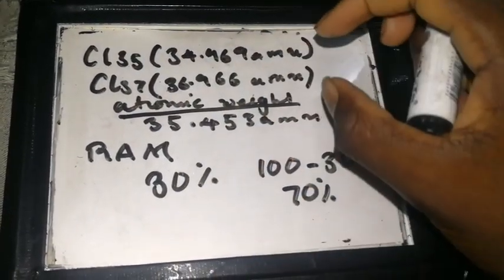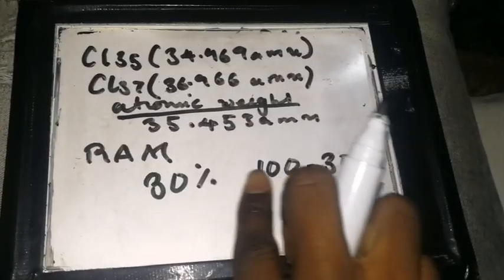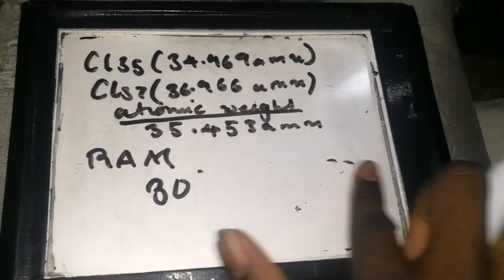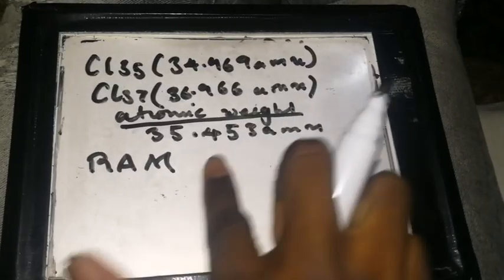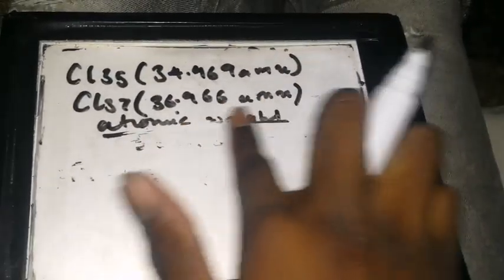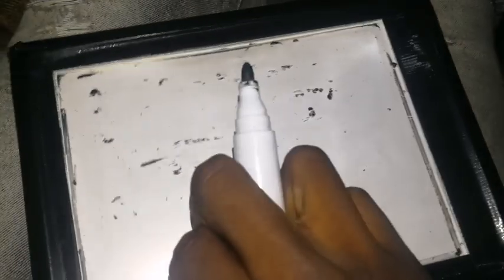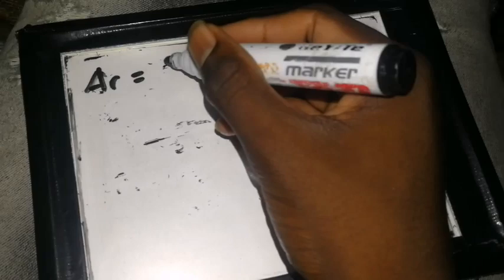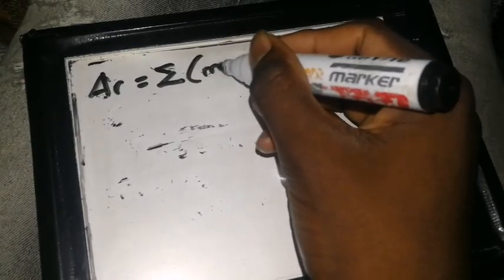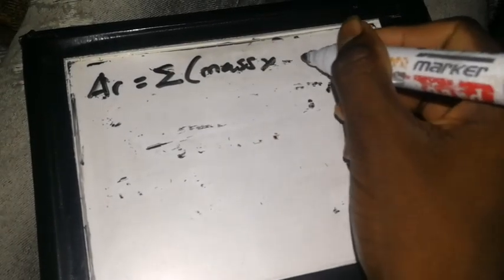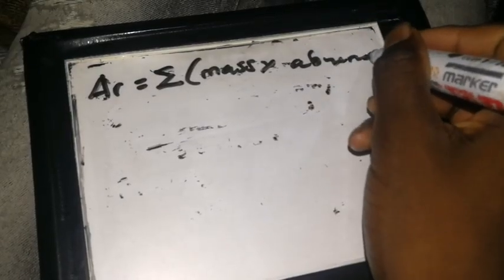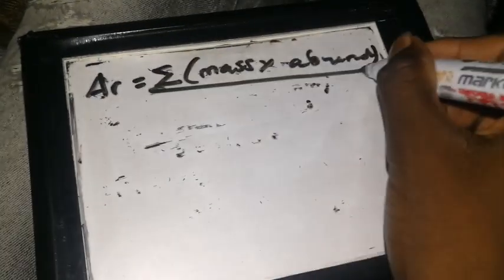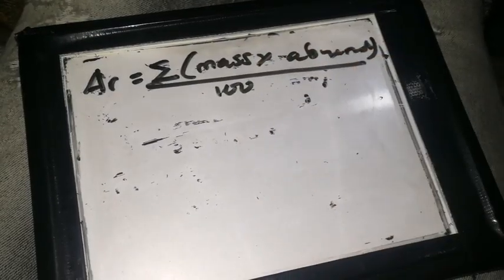So in this case, since we don't have the percentage abundance of either, we're just going to consider one to be an unknown, then we subtract it from the full value of the other. So now let me just show you what I mean really quickly. Let's say that the atomic mass is equal to the summation of all the masses given multiplied by their respective abundances, and then you divide everything by 100. That's the formula that we use.